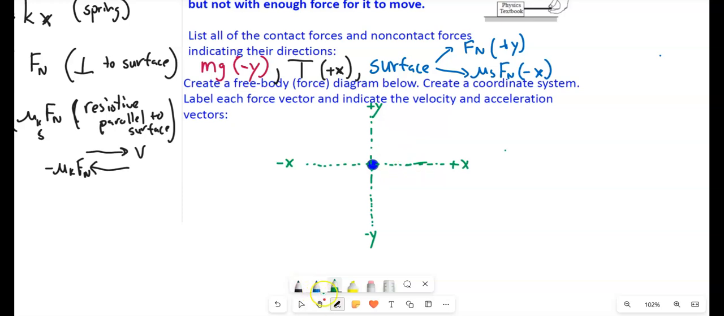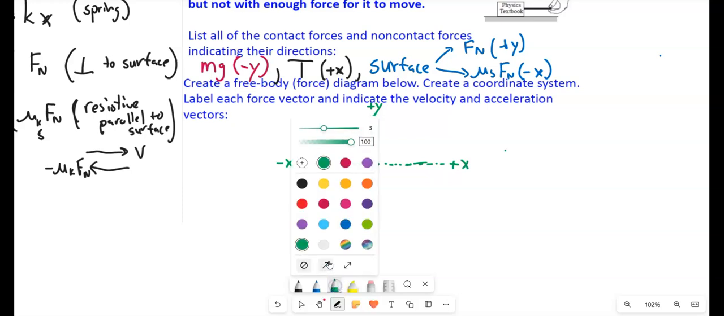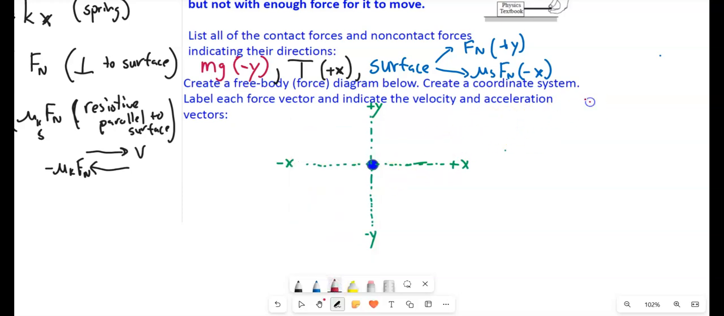Okay? Now what I'm going to do is transcribe these labels and these forces to this force diagram. So I'm going to start off with the mg force. That is, we have it listed as pointing in the negative y direction. So for right now, what I want you to do is attach the bottom of the vector to the dot, and the head should be pointing away from the dot.